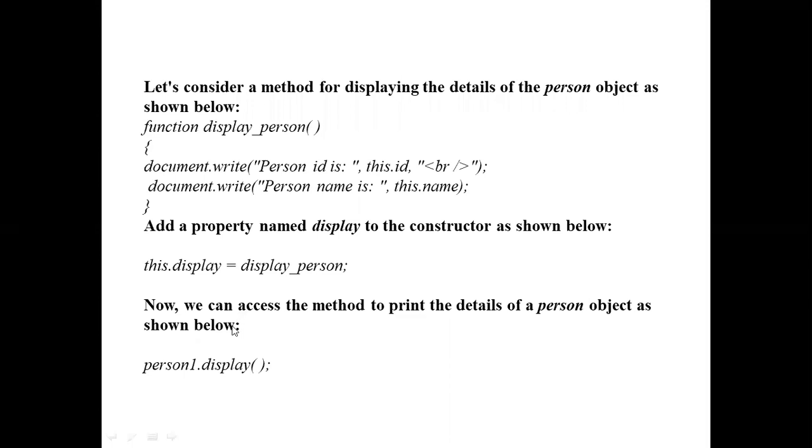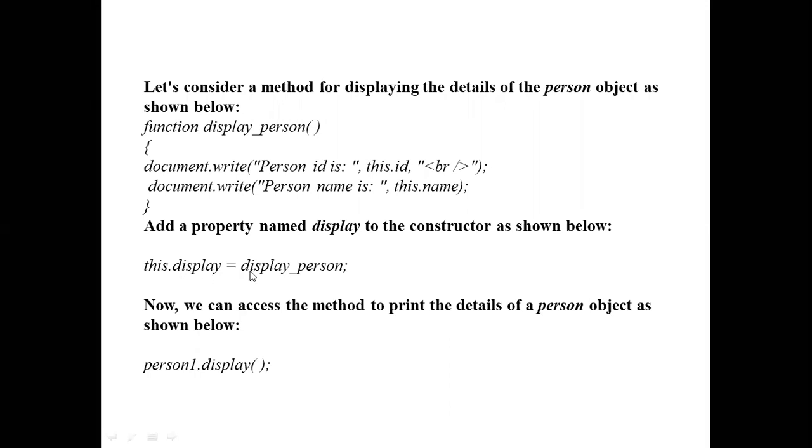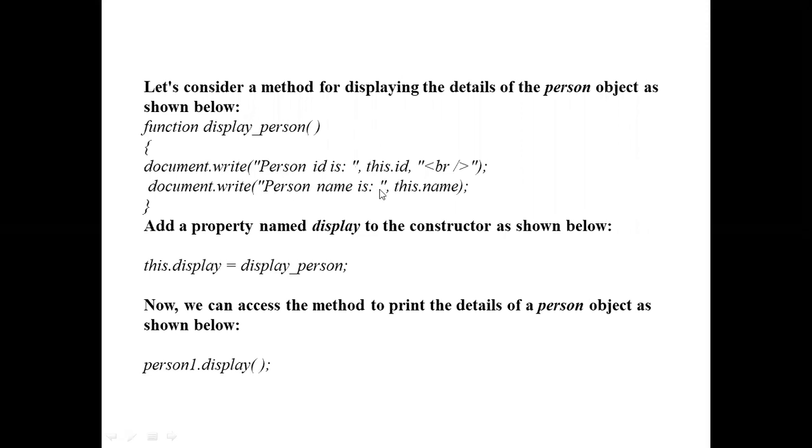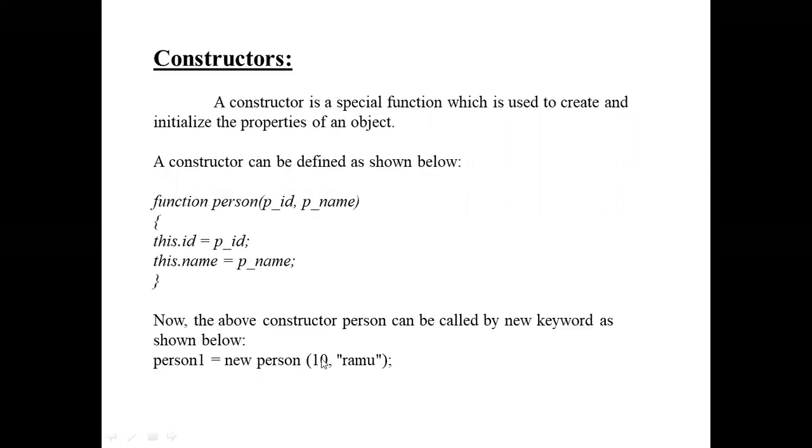If you want to print the details of the person object, we use person1.display. Person1.display means this.display. So what is this.display? This.display equal to display_person. Now we go to the display_person function. In it, we write two statements, person ID and person name. Person ID is this.id, and this.id equal to p_id, so p_id equal to 10. Next, this.name equal to p_name. What is the value of p_name? Ramu.